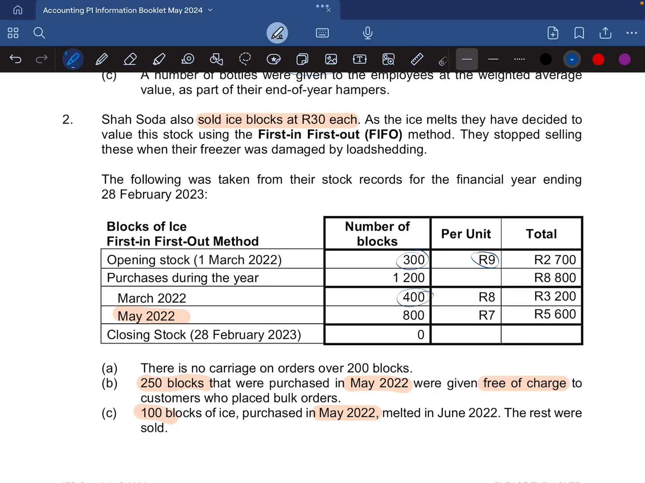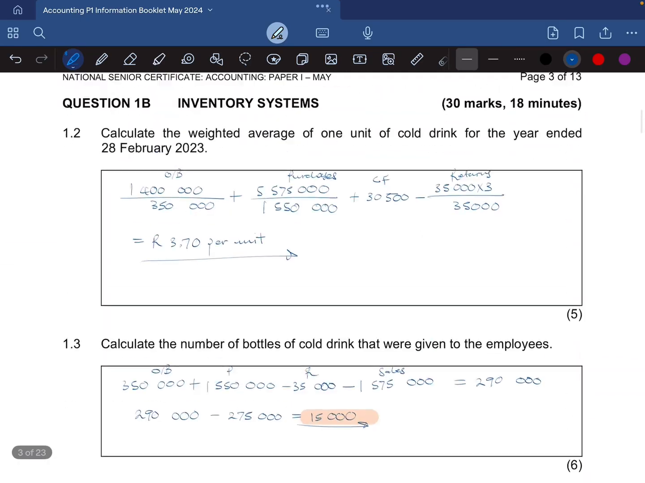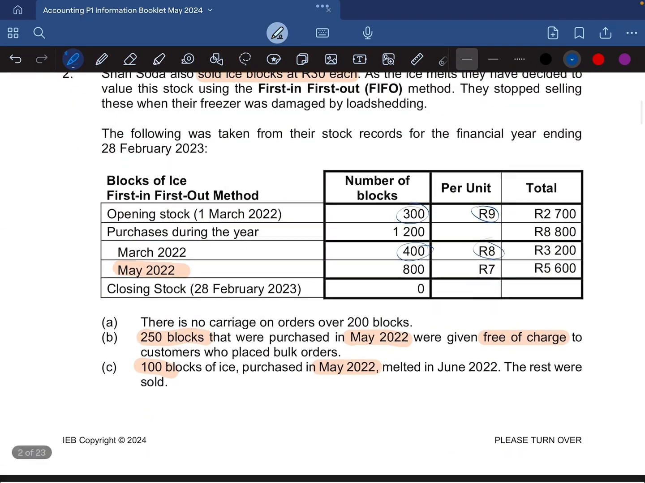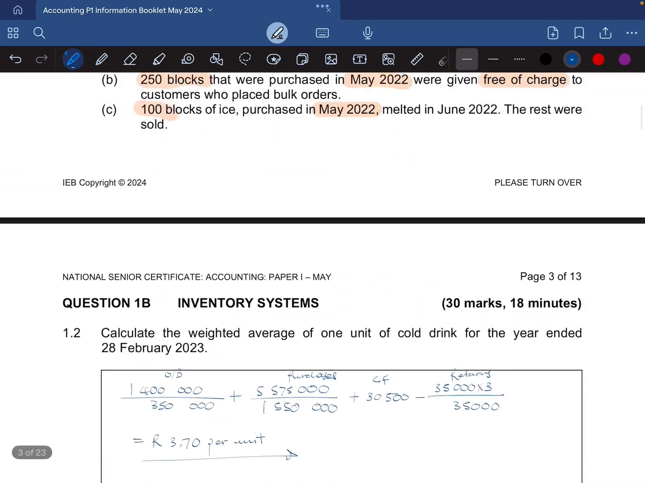Okay, and then secondly, we have those that we bought in March. We have no information on those, but we are going to assume that we have sold them, March 2022, 400 blocks. So we have March, that's 400 multiplied by the cost per unit. Let's have a look. That's 8 rands. So 400 times 8, which is 32. So that's 3,200 rands.